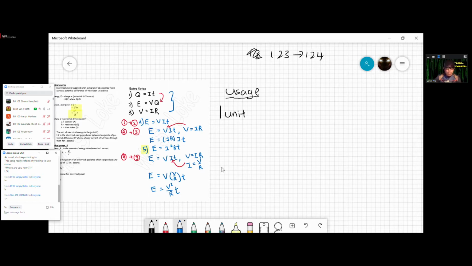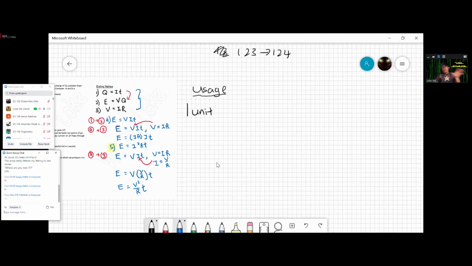Actually, class, this calculation not only works for TNB, in fact it works worldwide. The whole world uses the same thing. Okay, 1 unit is what TNB calls 1 kilowatt hour, 1 kWh. What is the meaning of 1 kWh? That means you are using 1 kilowatt in the time of 1 hour. What do you mean 1 kilowatt? That is 1000 watts in 1 hour. That means 1 kilowatt hour.